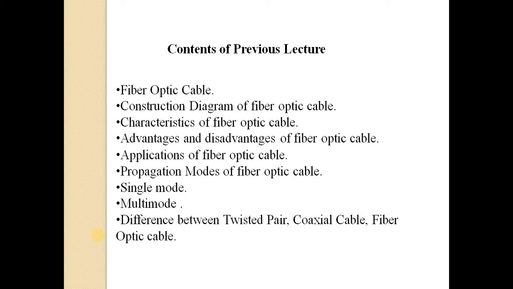It means a twisted pair cable is affected by EMI and noise. Coaxial cable is less affected by EMI and noise, and fiber optic cable is not affected by EMI and noise. These are the various points or comparison of guided media, that is twisted pair cable, coaxial cable and fiber optic cable. Let us see today's content.